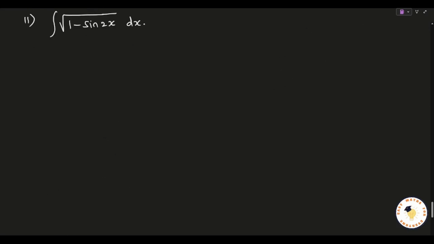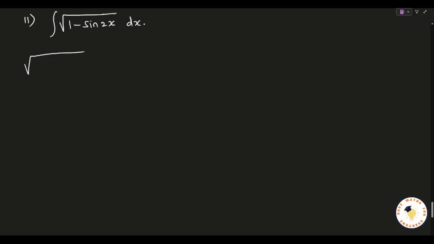Let us solve this sum. Integral of root of 1 minus sin 2x dx. Even if we write this root of 1 minus sin 2x as 1 minus sin 2x power 1 by 2, we won't have any formula support for this. So we need to do some more tricks to get rid of this square root. Let us see how we are going to achieve that.